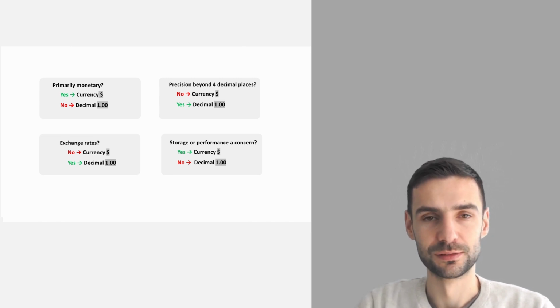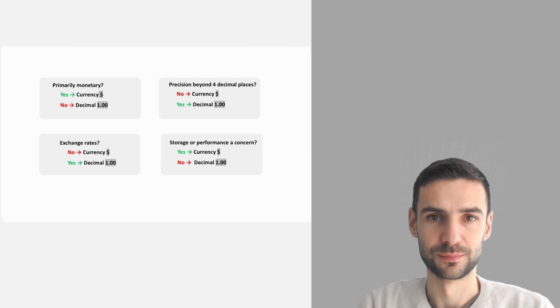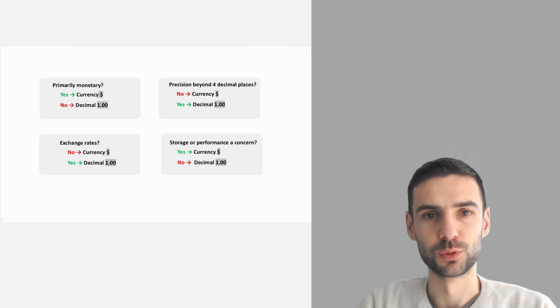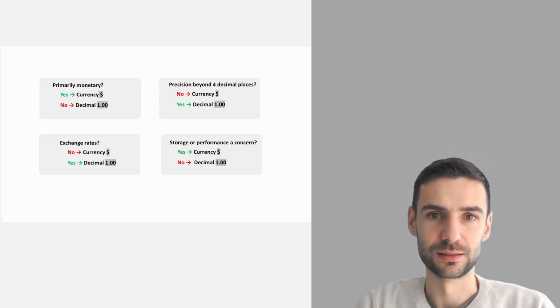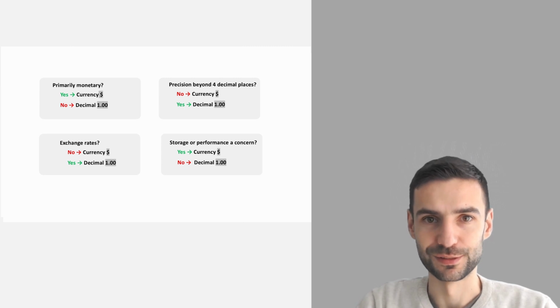The next concern is about performance. If you have a huge table, currency data type is a better choice due to the fact it consumes less memory storage. Let's see all of those examples in detail in Power BI. Let's jump to the Power BI file.